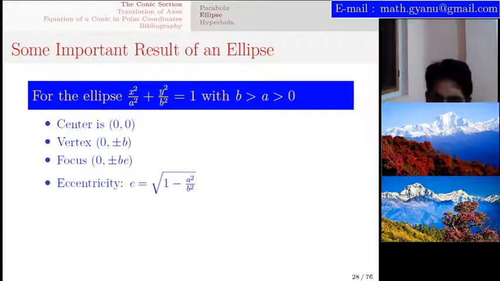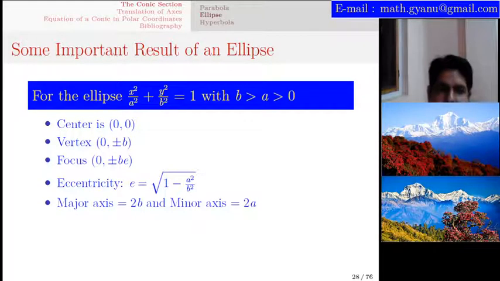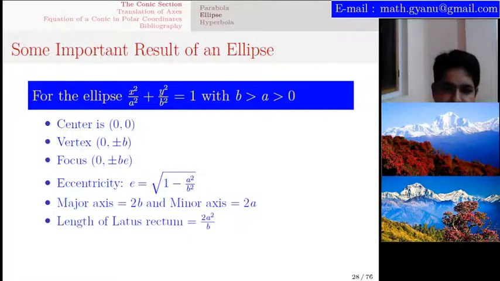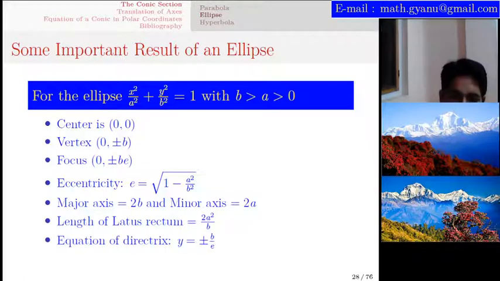And the eccentricity will be given by square root of 1 minus a square by b square. The length of the major axis is 2b and the minor axis is 2a. The length of the latus rectum is given by 2 times a square divided by b. And the equation of directrix in this case will be y equal to plus minus b by e.